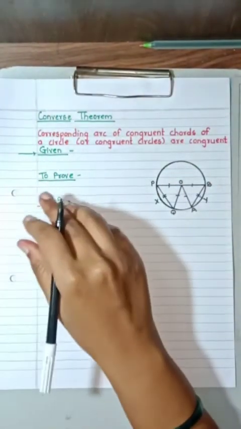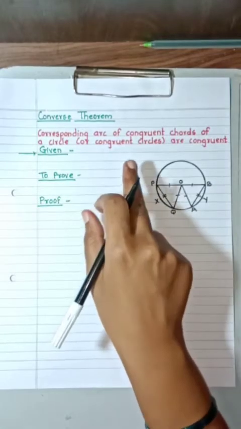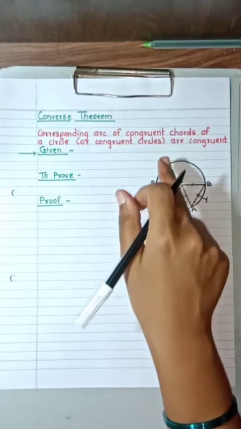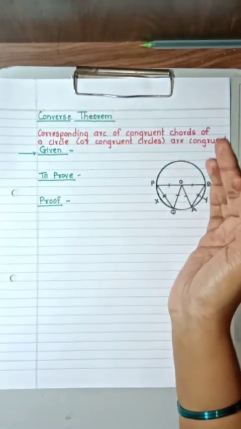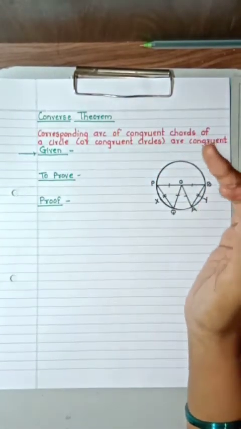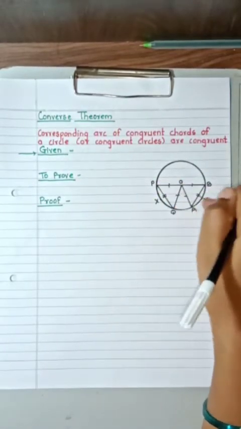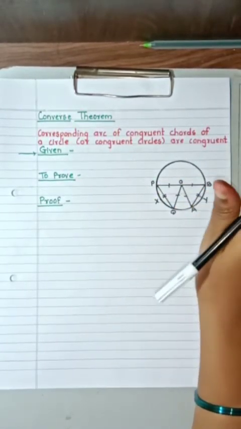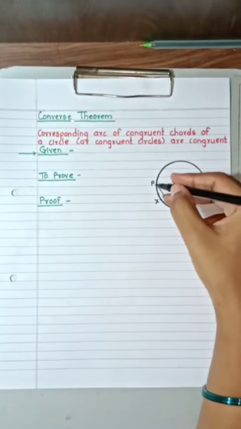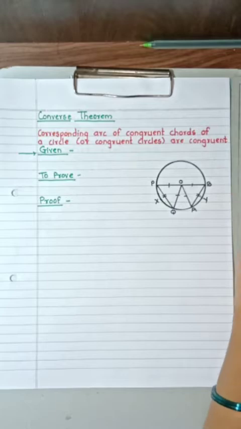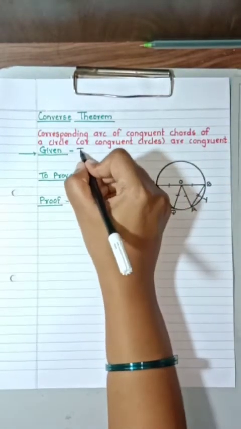Now in the converse of this theorem, it is given that corresponding arcs of congruent chords of a circle or congruent circles are congruent. Now what is given to you all then? In a circle with center O, chord PQ and chord AB are congruent. You have to prove that arc PXQ is congruent to arc AYB. So let us write down what is given.